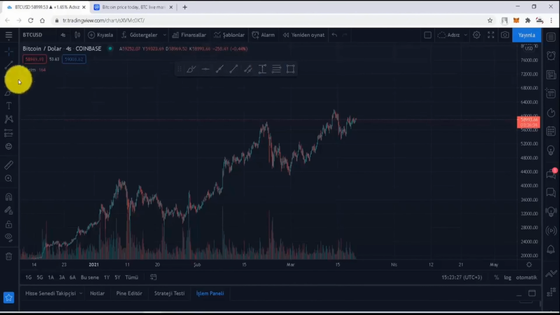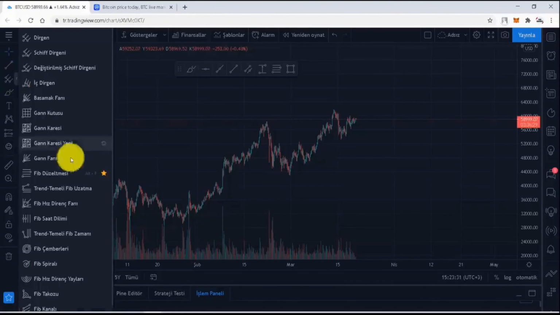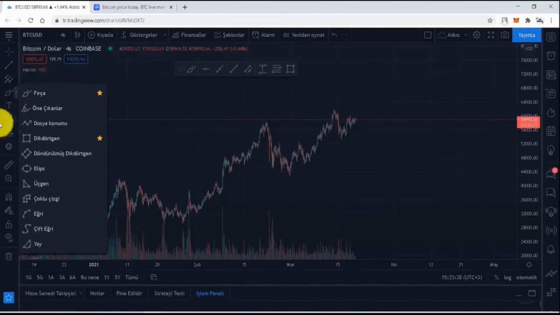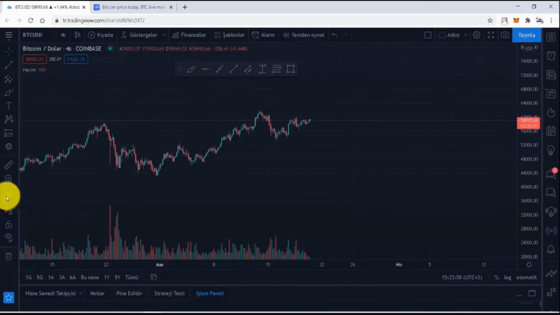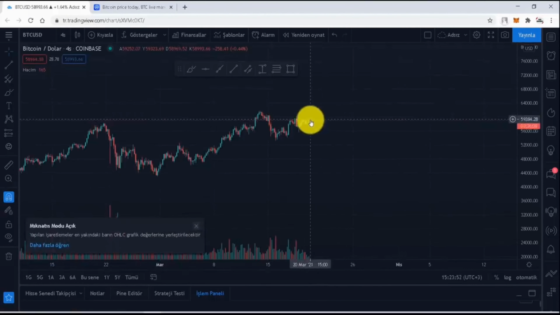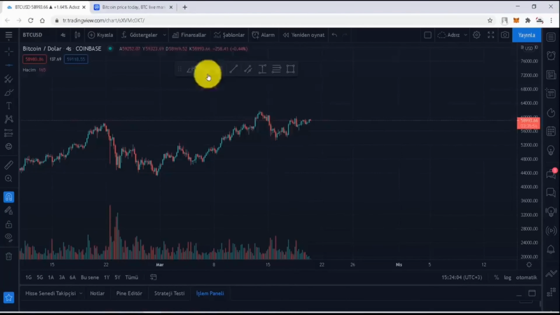As you can see, I added these from here. I added the trend line, a parallel channel, and the Fibonacci retracement from here. One of the things that will be used a lot, especially, and from here, I added a rectangle with a brush. There isn't much else you need to add from the rest. The most important thing here is that there is a magnet in the bottom left corner. If I click on the magnet, as you can see, when I start drawing, it automatically snaps to the point. So I'm currently drawing my example here.